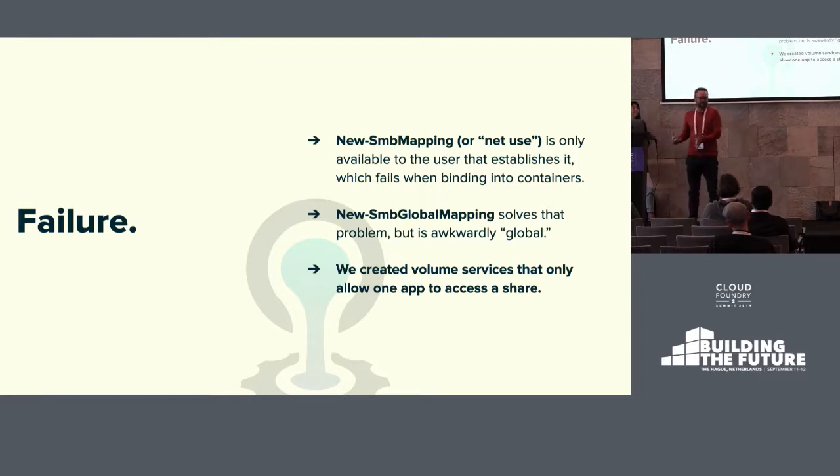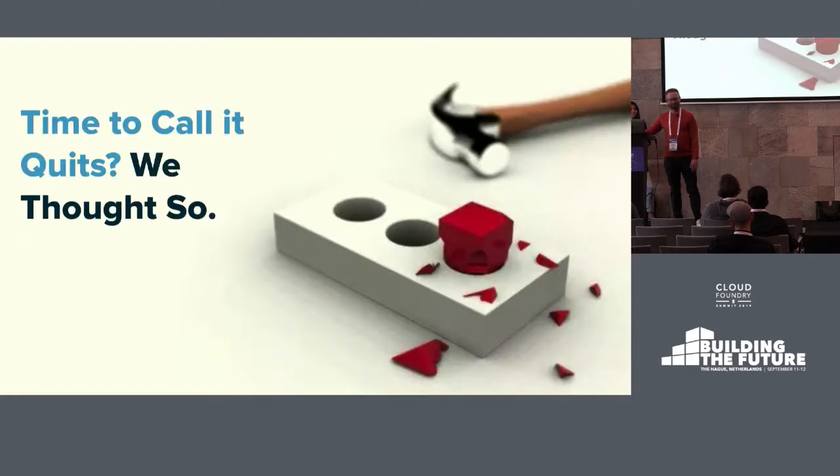And we thought about, oh, well, we could codify all these limitations into a service broker that would enforce only one app gets to use a remote mount. But that would have been kind of rubbish. So we thought, yeah, this is really a square peg in a round hole, and it didn't really make sense to keep going. So we gave up on the volume services team side.